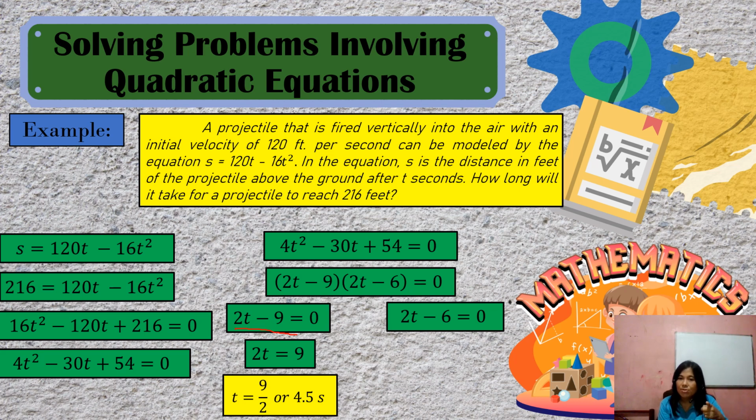Let's do the same with the other factor, 2t minus 6. Same thing. Transpose, it becomes positive, divide both sides by 2. So we have 6 over 2, which is equal to 3. Okay? 3 seconds. So why are there two times?